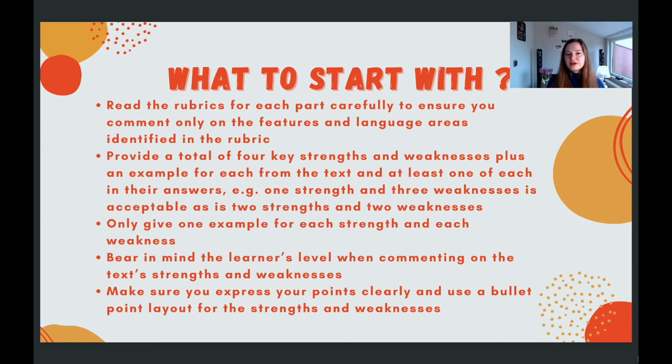Don't forget that you're expected to provide a total of 4 key strengths and weaknesses together, plus an example for each from the text, and at least one of each, which means you need to have at least 1 strength and 1 weakness. Only give 1 example for each strength and each weakness. Bear in mind the learner's level when commenting on the text strengths and weaknesses, which is also important. You can't expect from the student to have good command of passives if you can see that the level of the student is A1. Make sure you express your points clearly and use a bullet point layout for your strengths and weaknesses.